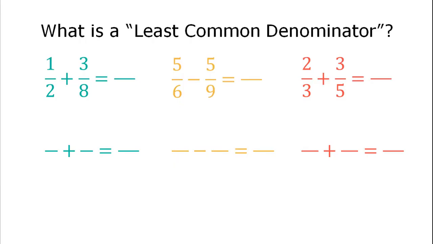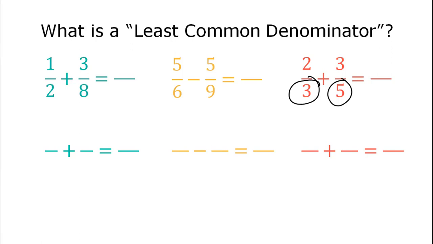Okay, so before we learn how to find the least common denominator, let's first talk about what it is. The purpose of finding the least common denominator is to make it so that you can add and subtract fractions, because adding and subtracting fractions requires the denominators of the fractions to be the same. So if you had something like 2/3 plus 3/5, you wouldn't be able to add those together right off the bat because the denominators are different.